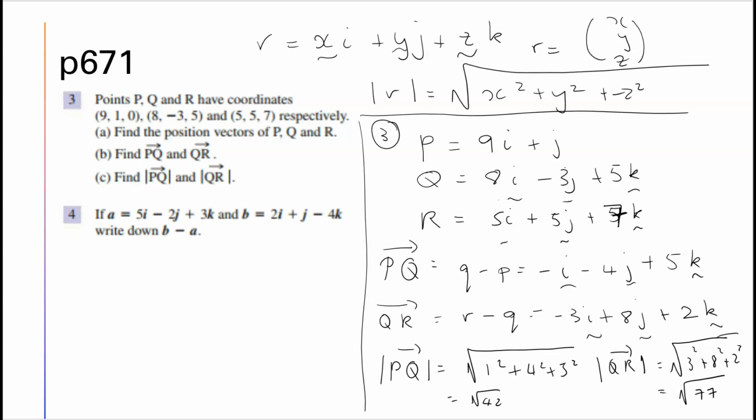For question 4, you're asked to find b minus a. So that would be 2 minus 5, which is negative 3. 1 minus minus 2, which would be plus 3. And negative 4 minus 3 would be minus 7.